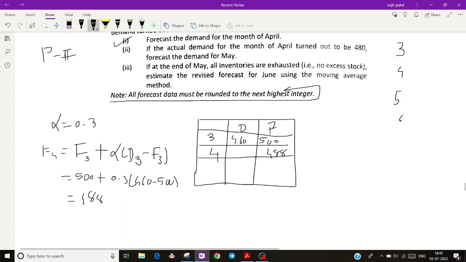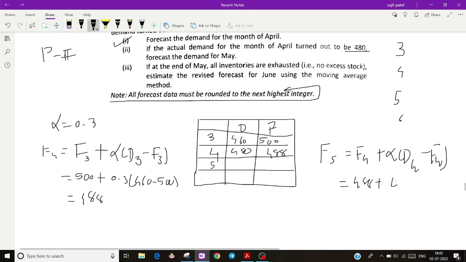Next question: if the actual demand for the month of April turned out to be 480, so here we have to fill in the data 480, then find out the forecast for the month of May. So for the fifth month, F5 is equal to F4 plus alpha times D4 minus F4. That is the simple exponential method. F4 is 488 plus alpha, that is 0.3, times D4, which is 480, minus 488.